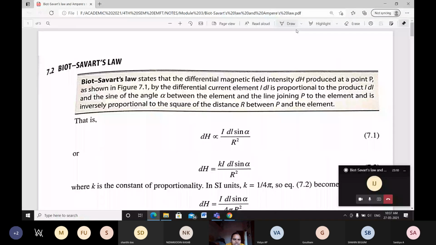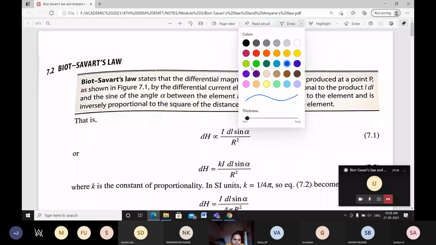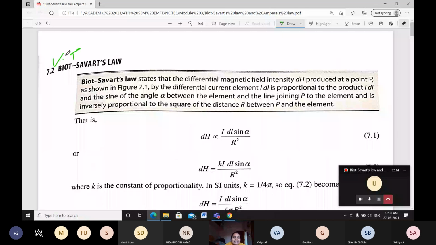Okay, Biot-Savart's law, what it is defining in the question paper is very important. Biot-Savart's law alone can be asked for 6 marks, or in some question papers they ask just to state Biot-Savart's law and Ampere's law for 4 marks. Both topics are very important. You can get a minimum of 4 to 6 marks from these two topics.